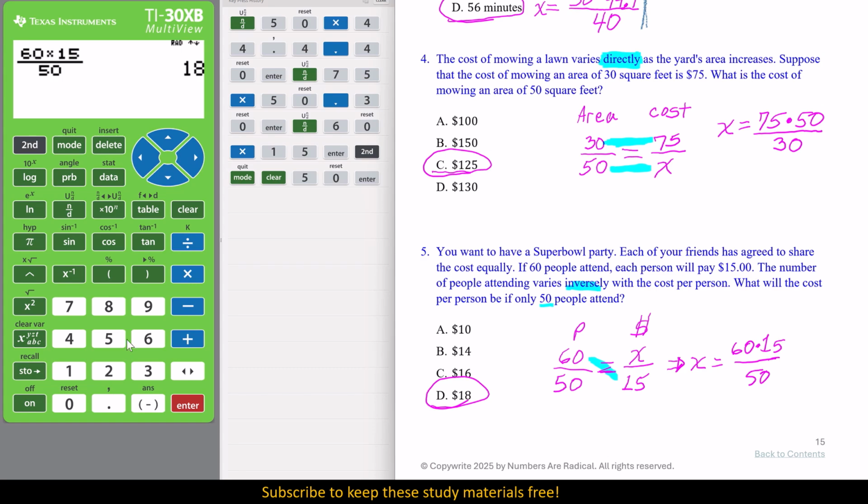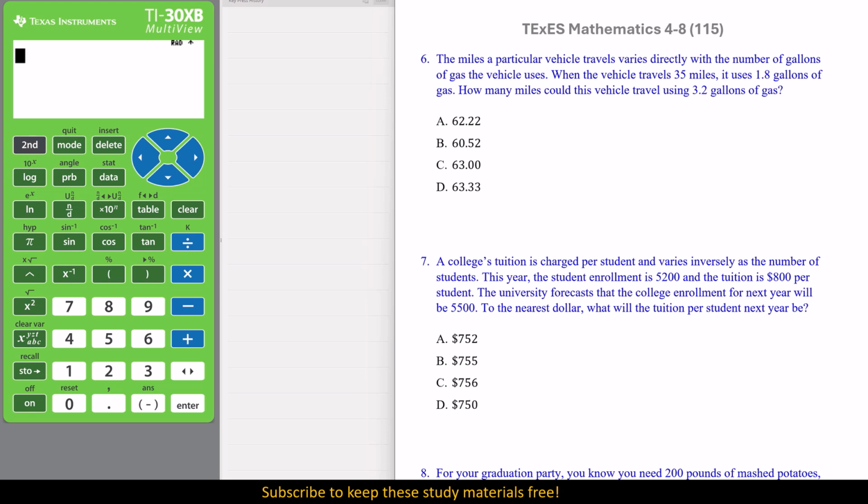Okay. All right, let's look at number 6. The miles a particular vehicle travels varies directly with the number of gallons of gas the vehicle uses. So the further you go, the more gas you use. Makes sense. When the vehicle travels 35 miles, it uses 1.8 gallons of gas. How many miles could this vehicle travel using 3.2 gallons of gas?